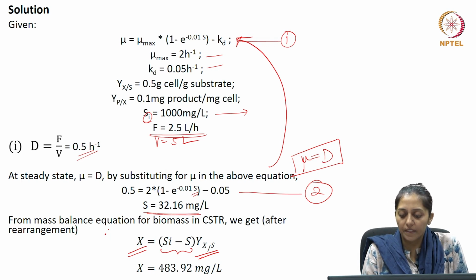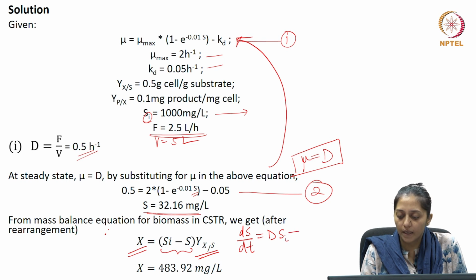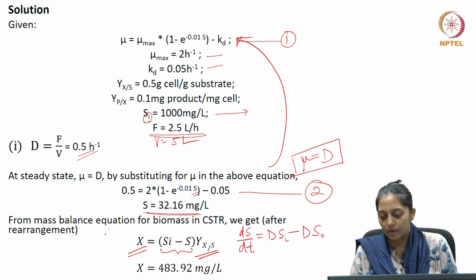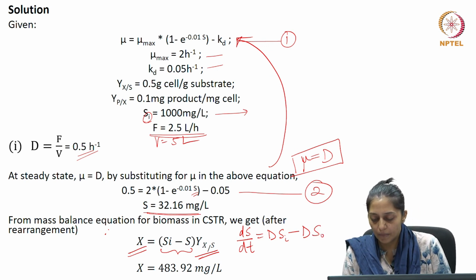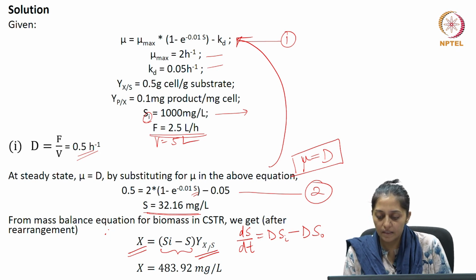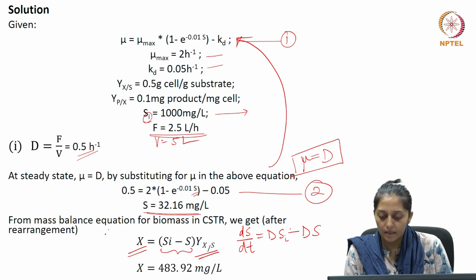So let's see how do we get it. Let's do a substrate balance at steady state. So this is the dilution rate, and this is D Si, this is the input flow rate, this is output, the rate at which the substrate is getting in, and this is the rate at which the substrate is coming out.